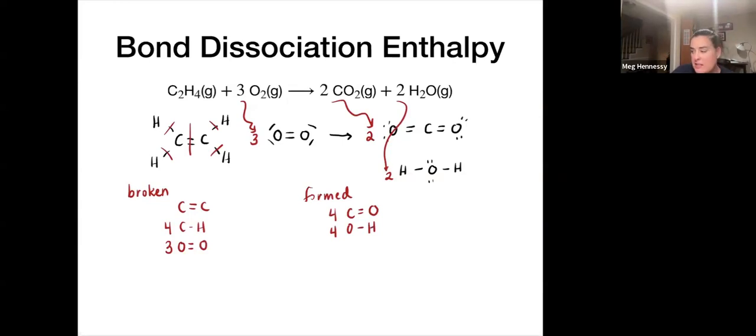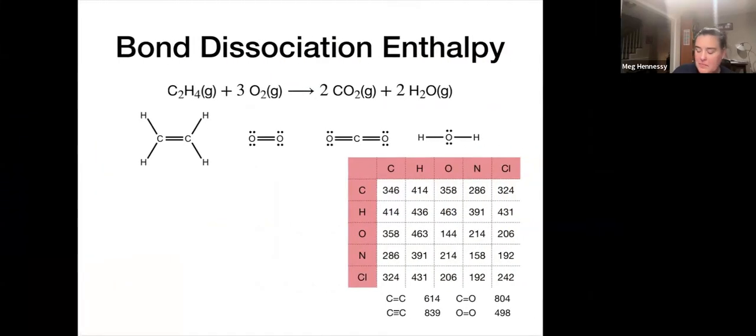If I go to section 11 of the data booklet, I can then figure out how much energy this is going to cost. So I have a little cartoon of section 11 coming up in the next slide. So there you go. There are my Lewis structures. And section 11, it looks like this.